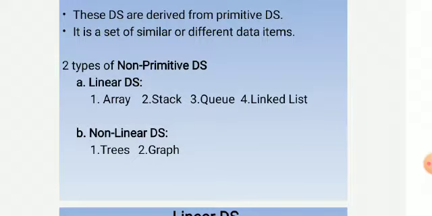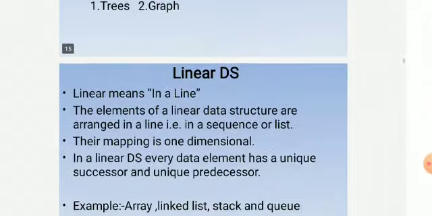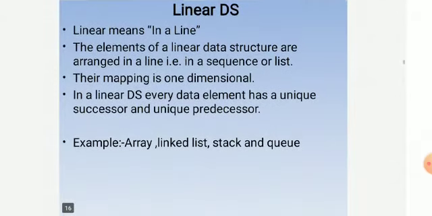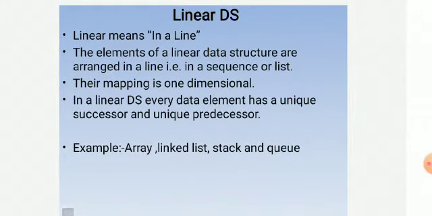For the non-linear data structure, again there are two types, trees and graphs. Again there are two separate chapters for trees and graphs. Now what is a linear data structure? Linear represents what? In a line. So in short, linear means in a line. So the elements of a linear data structure are arranged in a line.